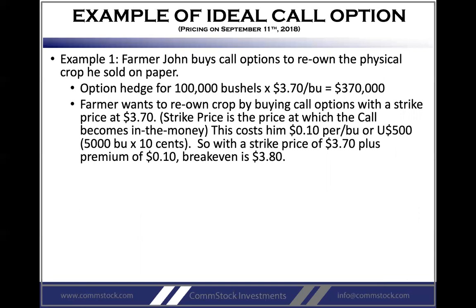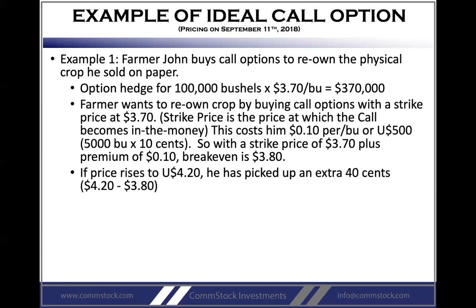Let's say he sold his grain. He wants to reown it by buying call options with a strike price at 370. At that time it cost him 10 cents per bushel with a strike price of 370. So his break even is 380. So if the price, let's say in this example, goes to 420, he's picked up an extra 40 cents to do that.